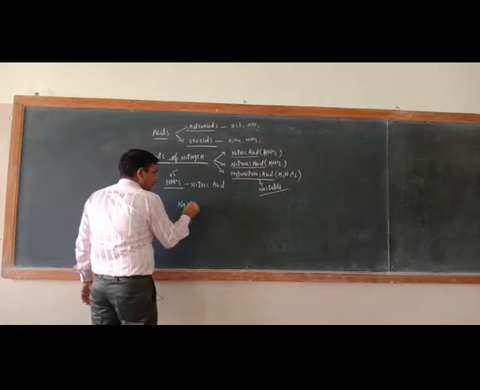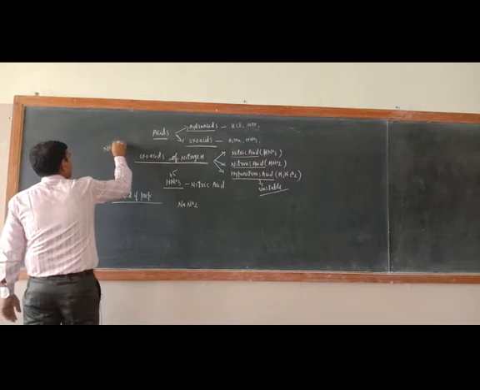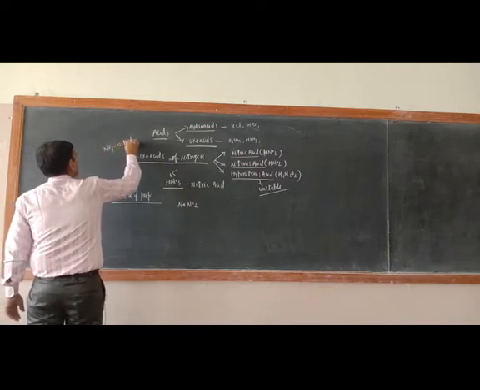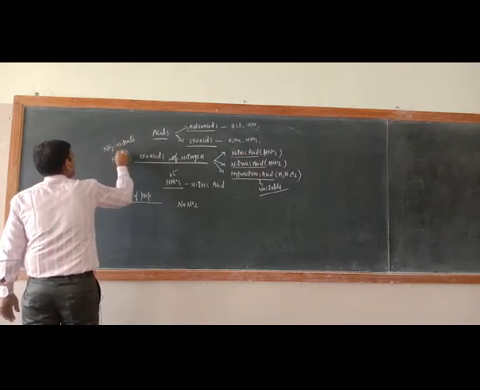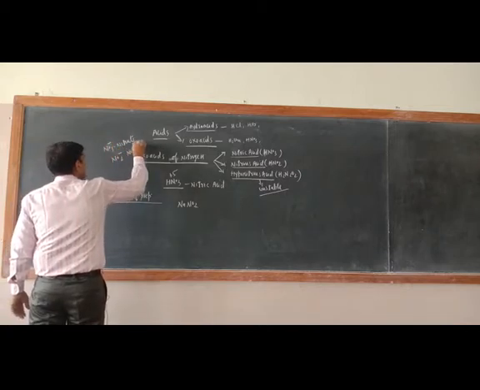NaNO2. What is this one? Sodium nitrite. Always remember, NO3 is nitrate. What is this one? Nitrate. And NO2 single negative, this is nitrite. What is this one? Nitrite.